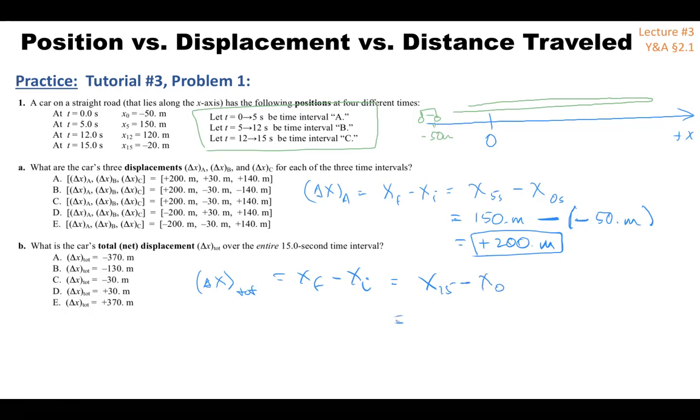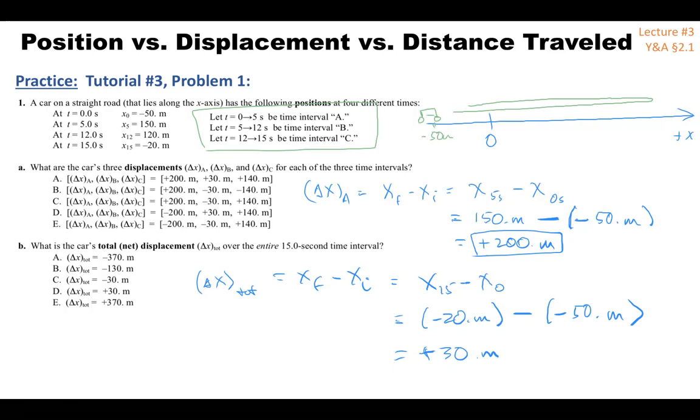And the position at 15 seconds is negative 20 meters. Use extra parentheses whenever you need to make your math clear, minus the position at 0 seconds. And I ask my calculator, or I can do this one in my head, negative 20 minus negative 50 is positive 30. So I'll leave it to you to try the other ones. Press pause until you've calculated the displacement during time interval B and during time interval C.